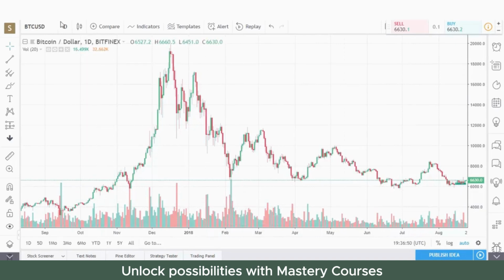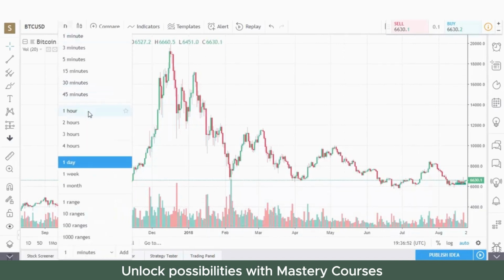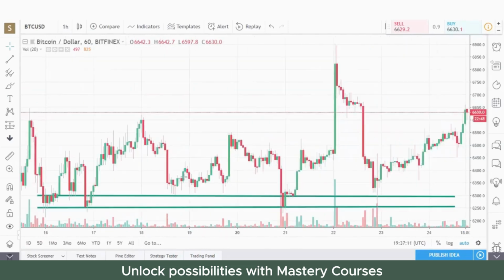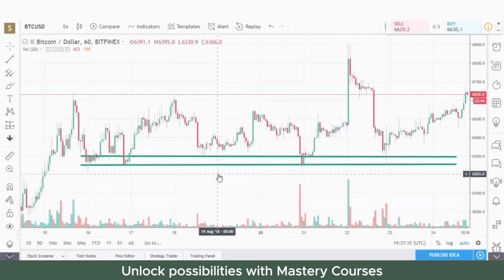I'm going to zoom in to an hourly chart, and I've already drawn an hourly support level here between 6250 and 6300. I'm going to back out one level. So if we were going to trade the stock long with the idea that it's at a support level, we want to make a purchase somewhere in the 6250 to 6300 level when the stock comes back down.